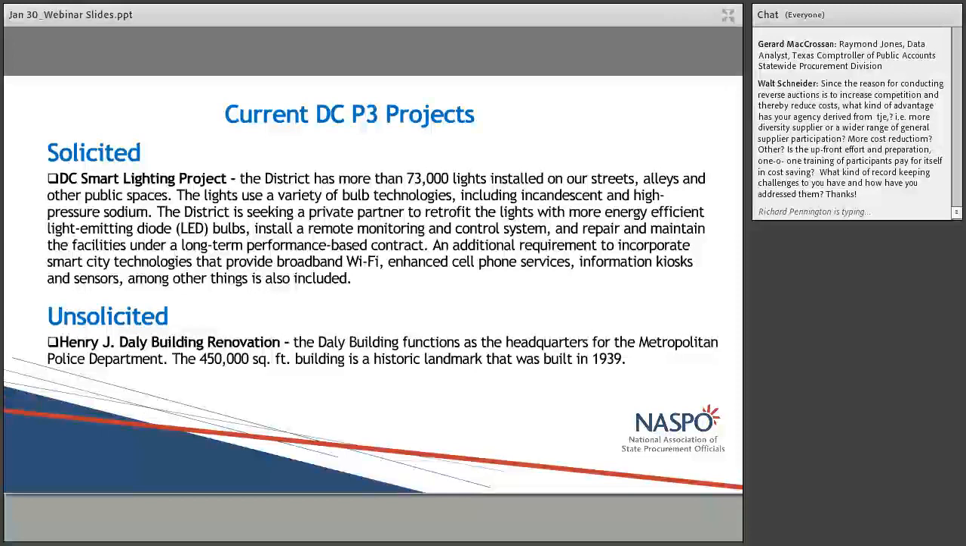Can I add one more thing? These are not quick fixes. These processes can take some time from inception to close. And when I say some time, it could be a year or two before you actually get to the signing of the actual contract and moving forward with the actual requirement. That's all.